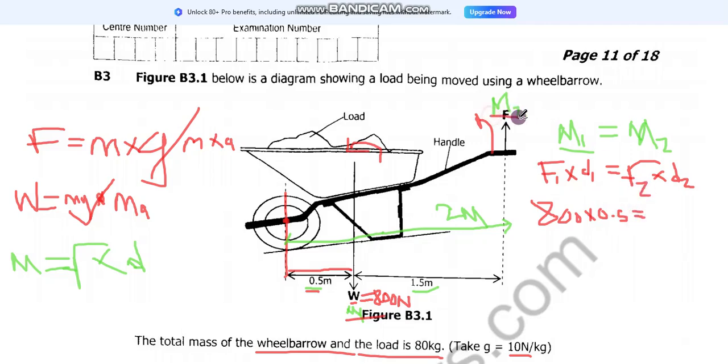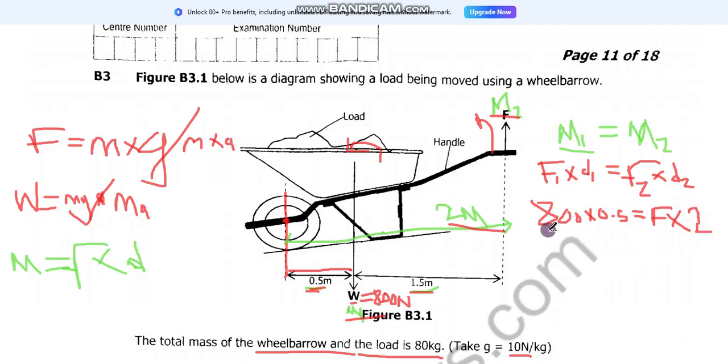So force 2 we don't know. This is where moment 2 is, which is F. So force 2 we have F times distance 2. The distance from moment 2, or force F, to the pivot, which is 2 meters, adding 1.5 and 0.5 giving us 2. So the distance 2 is 2.